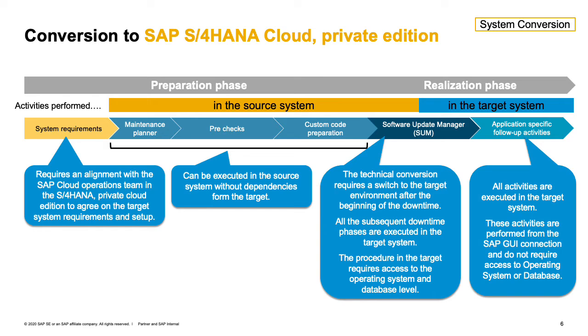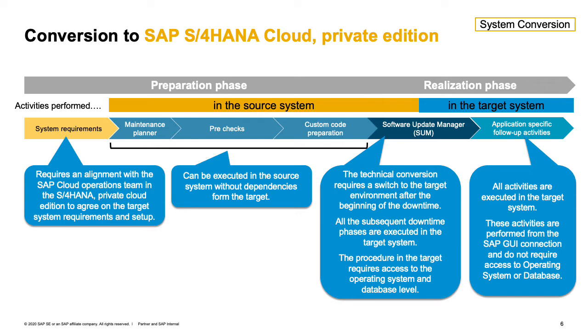The preparation phase starts with the first activity called system requirement, and this particular one requires an alignment between you as a partner and the SAP Cloud Operations team in charge of S4HANA Private Cloud Edition. This alignment is there to agree on the target system requirements and setup for a specific customer conversion. With this alignment, you will make sure that everything is ready in private cloud to host the converted customer system. The remaining steps, part of the preparation phase, can be executed in the source customer system and do not have dependencies with the target.